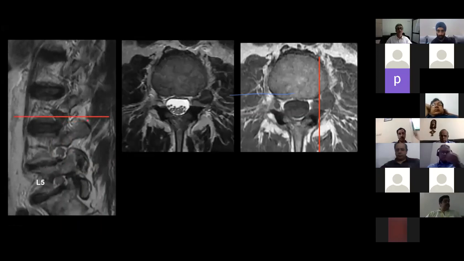So an axial section is taken at this level. We are able to see a T2 weighted image and a T1 weighted image. We can see CSF white, CSF black. These are the cauda equina nerve roots, very well visualized. And we can see this soft tissue lying in the neural foramen and extraforaminal location.